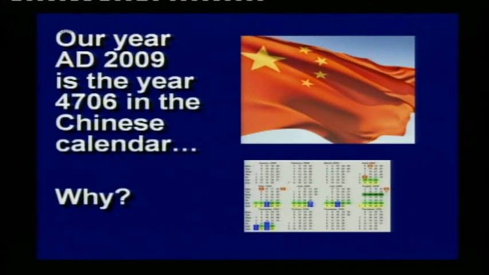Here's the Chinese calendar. This year, 2009, is the year 4706 in the Chinese calendar. Why is the Chinese calendar so young?